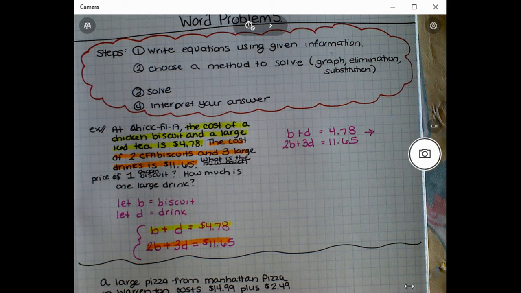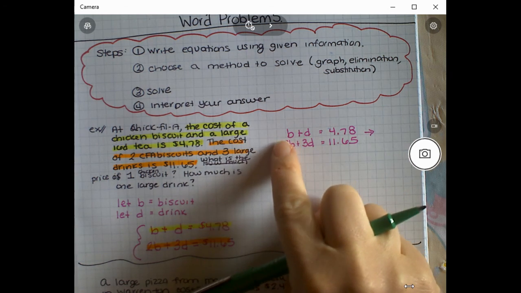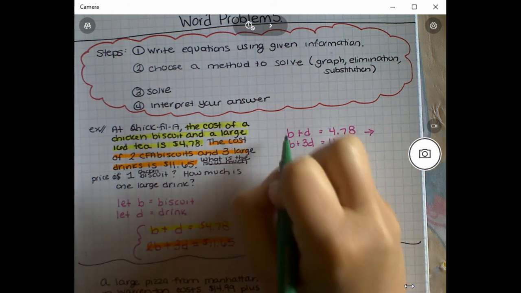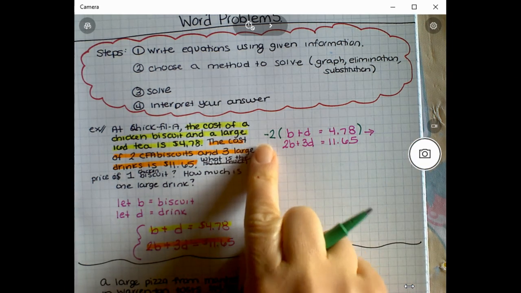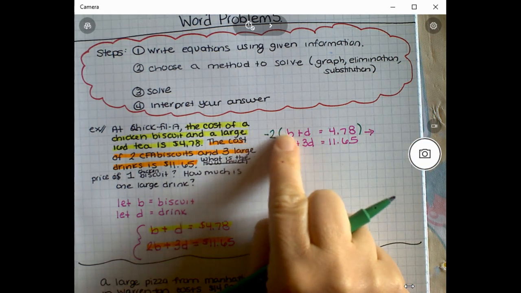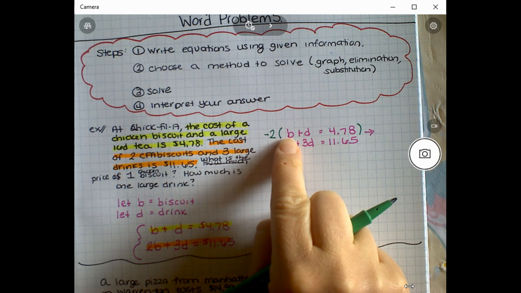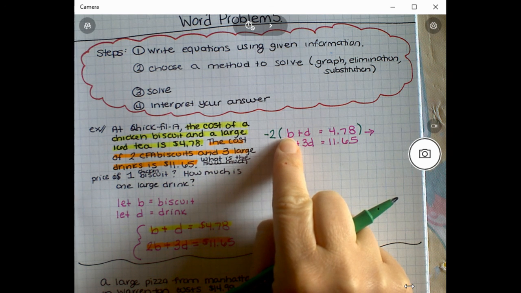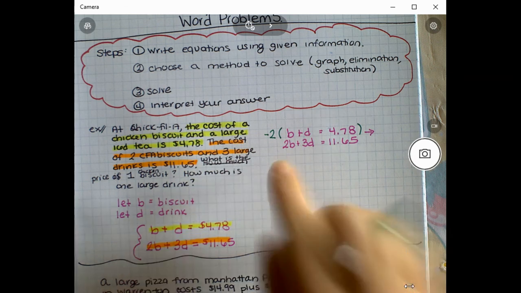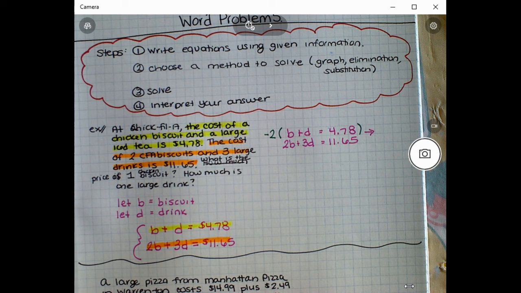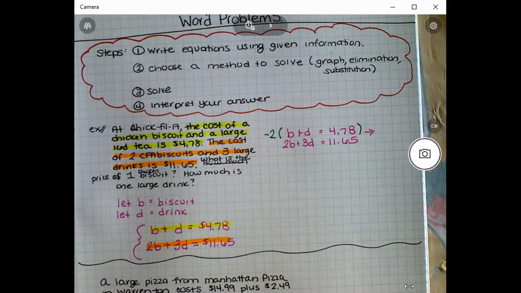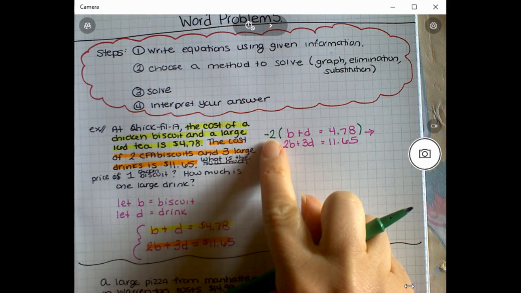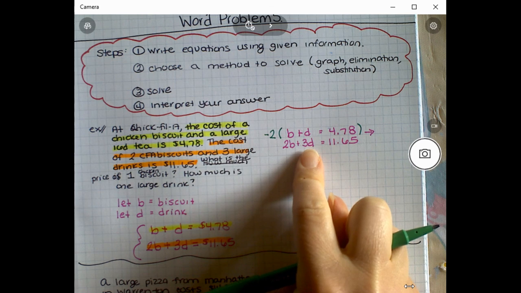So what I'm going to do is I'm going to say, okay, I could multiply this whole top equation by -2. And I picked -2 because -2 times b is -2b. And I know that if I add -2b plus 2b, I'm going to have 0 b's. And that's kind of what I'm going for. So I'm going to choose -2. Another good choice would have been -3, and then you would have canceled out your d's.